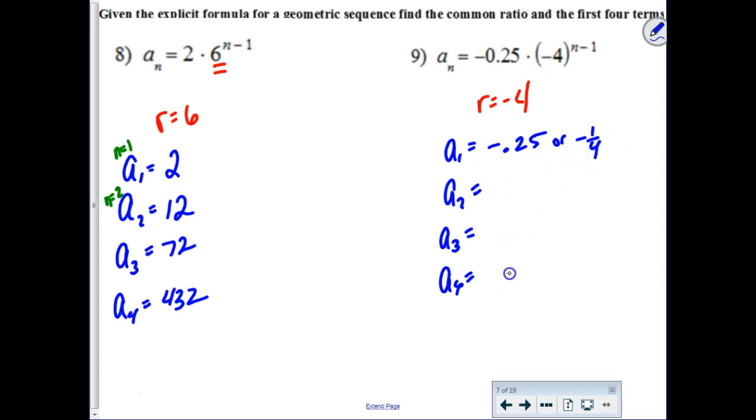Now to move forward, you could either plug in the appropriate number for n, or you could just multiply by the common ratio. So -1/4 times -4 would be a +1. Multiplying by a -4 again will be -4. Multiplying by a -4 again will be a 16.